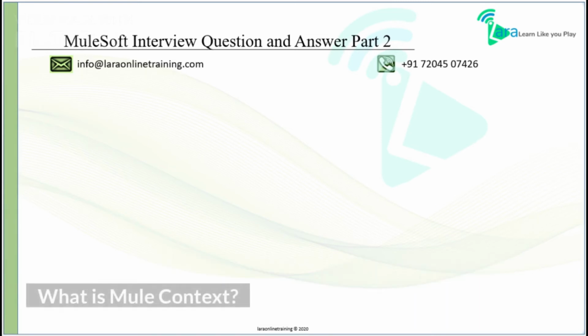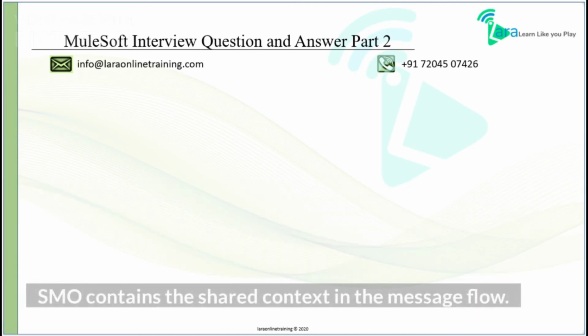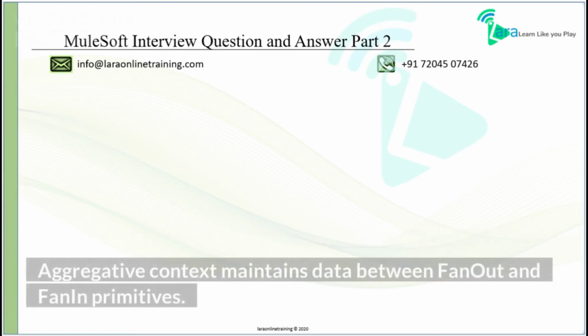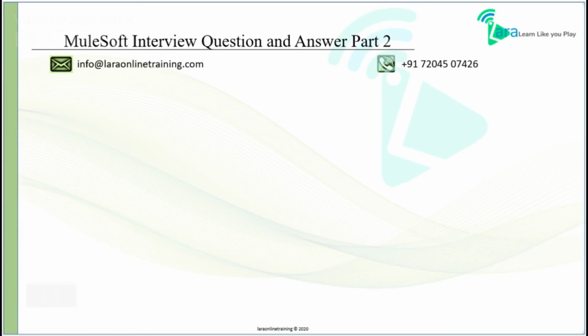12. What is Mule context? Answer. In general, the message context defines the overall purpose of the message, but here the context defines the temporary area which is created along with the SMO, server message object, in the median flow while the transition of the message. SMO contains the shared context in the message flow. This shared context usually gets used at the time of aggregation, which means if you are aggregating and need to iterate the BO for the specified time. Aggregative context maintains data between fan-out and fan-in primitives. The data context present in the request flow cannot be persistent throughout the request and response flow because it only belongs to the request BO.